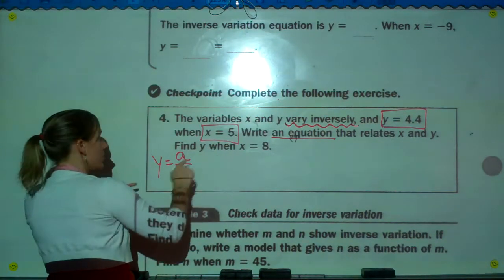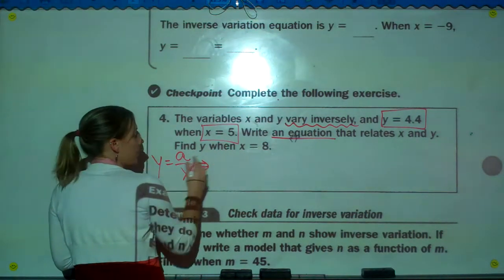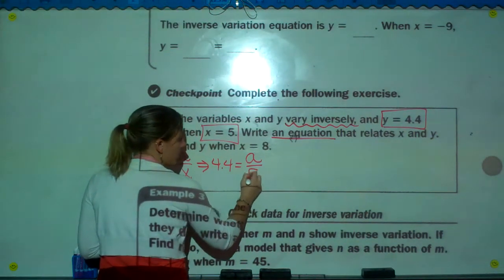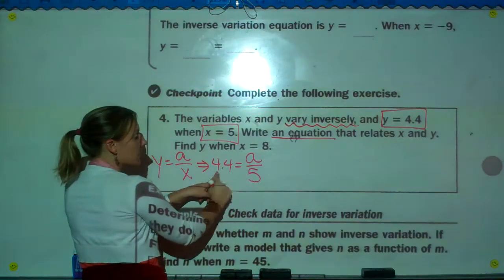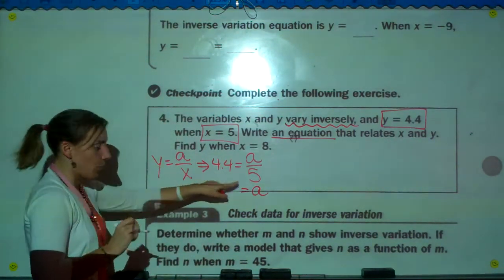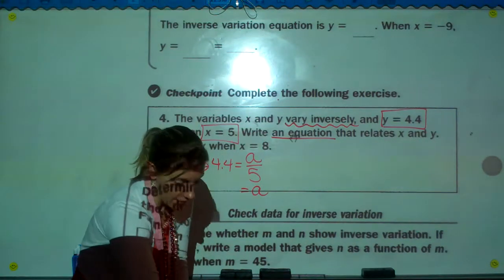So, first thing I do is I take out y and I put in 4.4. I take out x and I put in 5. And then all I do is multiply those two to get our value for a. So 4.4 times 5 is 22.